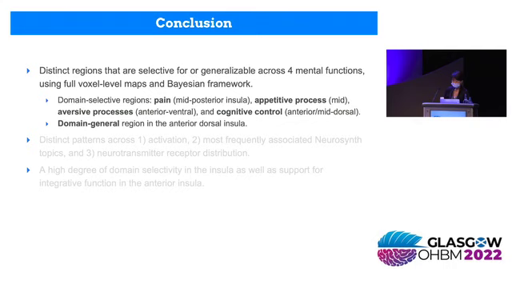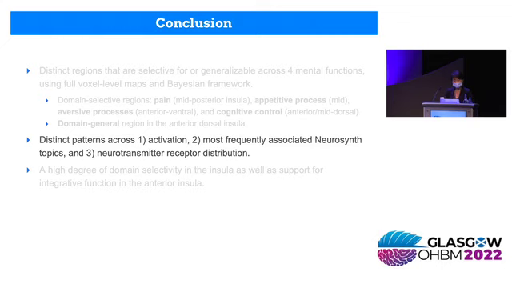So as a conclusion, in this study, we identified specific subregions in the insula that are selective for or generalizable across 4 domains of mental function, using a combination of full voxel-level maps in a large sample and Bayesian evidence in support of null effects.